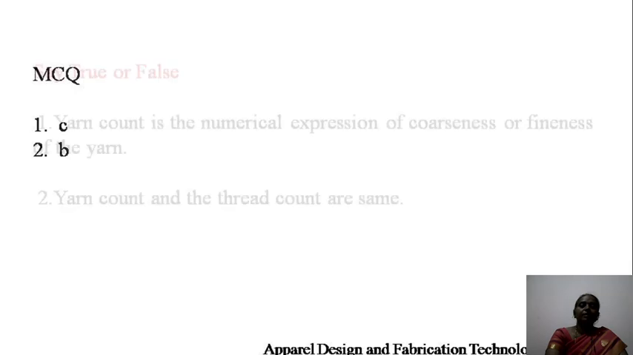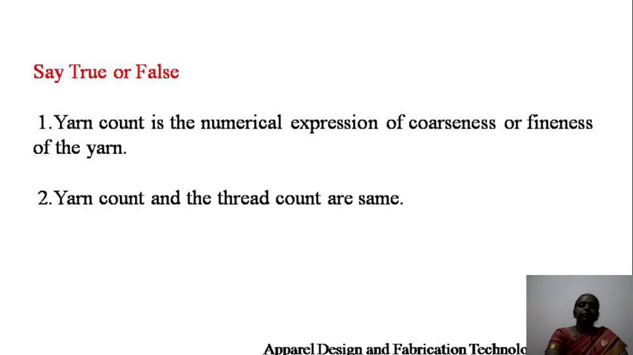Say true or false. Yarn count is the numerical expression of coarseness or fineness of the yarn. Is it true or false? Yarn count and thread count are the same, because the 2 terms are the same. No. First one, yarn count expresses the numerical expression of coarseness or fineness, is true. Second one is false.